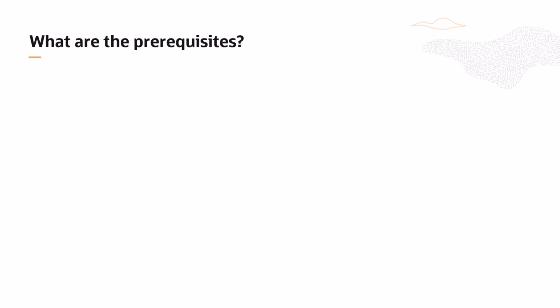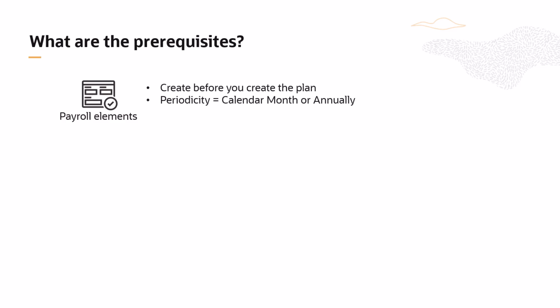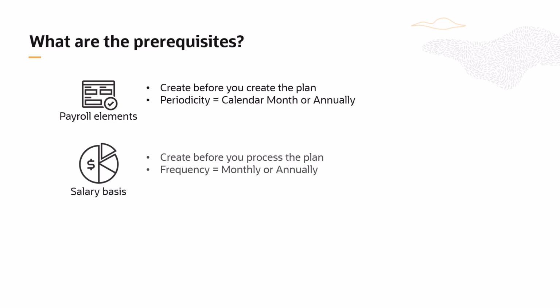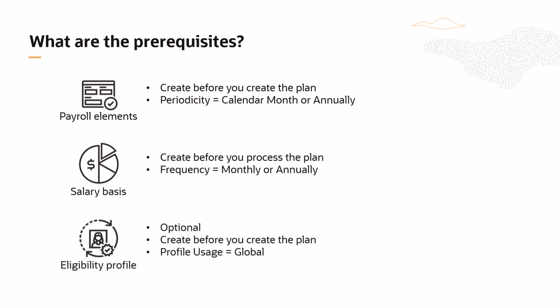Before you start, ensure these prerequisites are complete. All payroll elements used in the plan must be created. The periodicity for each element used in the plan must be either a calendar month or annually. Any salary basis you want to use with the plan must be created. The frequency of the salary basis must match that of the elements, either monthly or annually. Optionally, create a global eligibility profile to determine which employees are eligible for the plan.